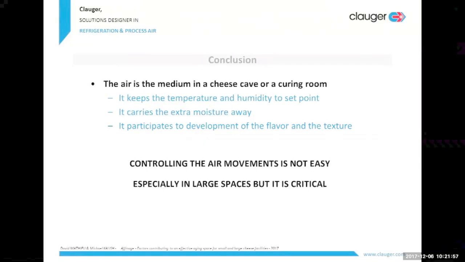The air is the medium in a cheese cave or curing room that keeps the temperature and humidity at set point. It carries the extra moisture away. It participates in the development of the flavor and the texture. Controlling the air movement is not easy, especially in large spaces, but it's critical.